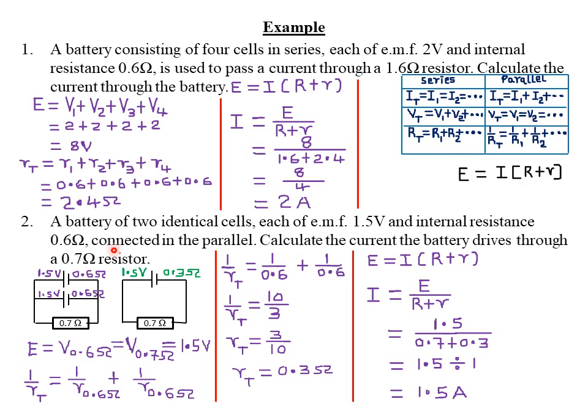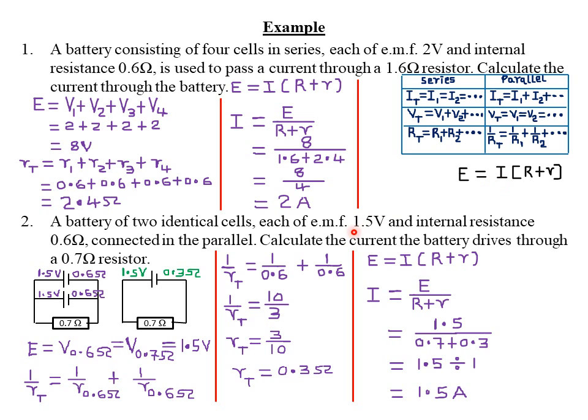Then question 2 reads that a battery of 2 identical cells, identical means that they have the same properties, that is, their internal resistance is the same, and the EMF of each cell is also the same. So they are identical. Each has an EMF of 1.5 volts and an internal resistance of 0.6 ohms. They are connected in parallel, and we are required to calculate the current the battery drives through the 0.7 ohm resistor. So again, we must obey this equation.